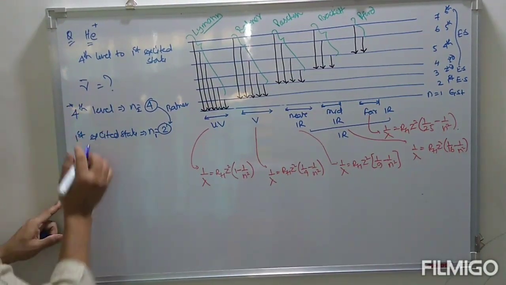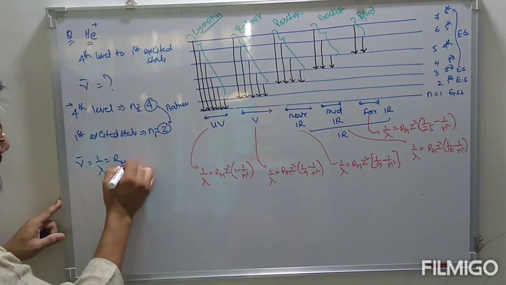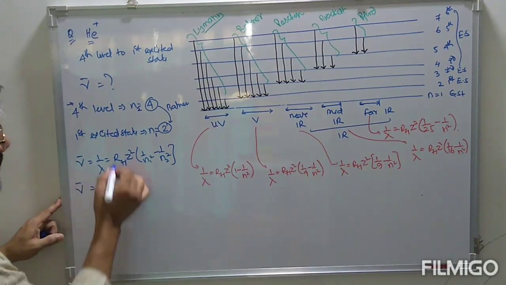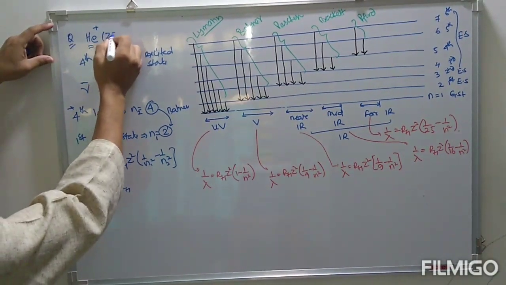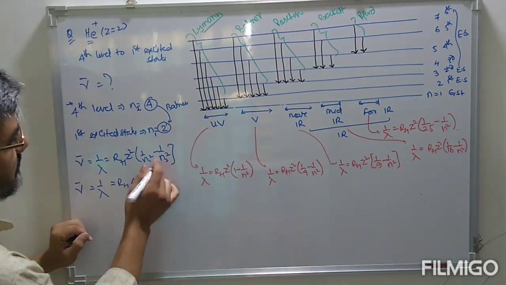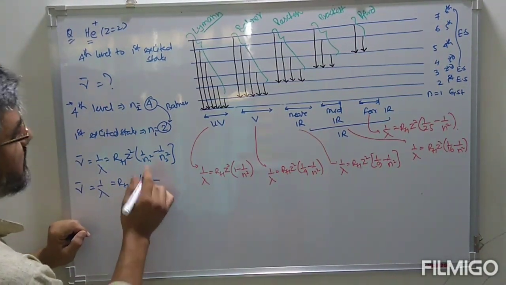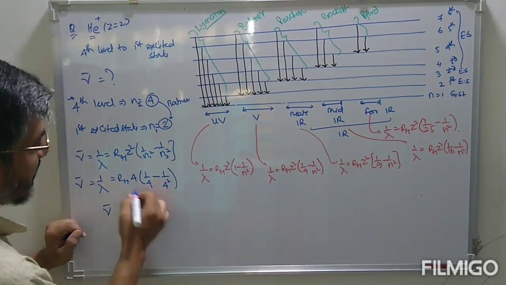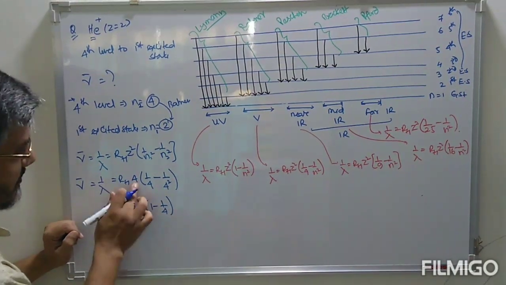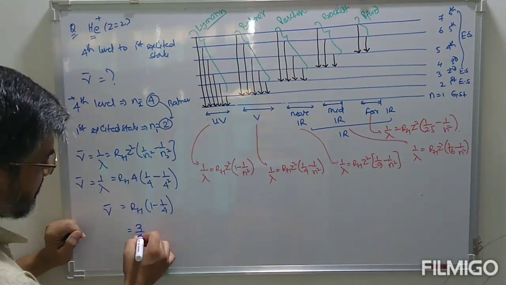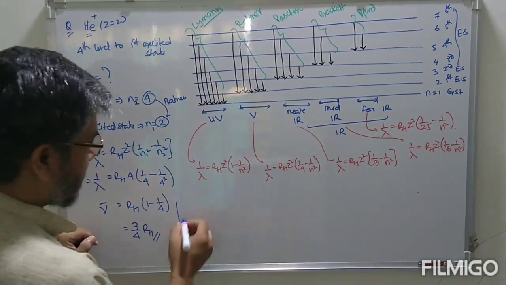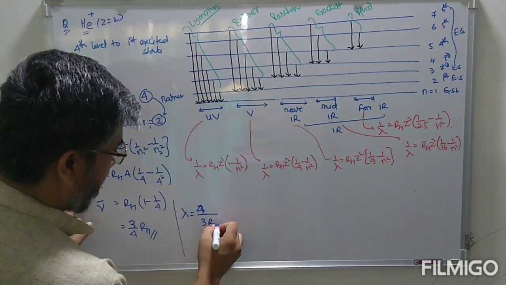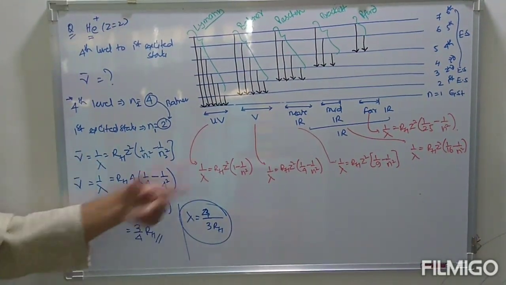Therefore, the equation for the wave number is 1 by wavelength equals RH Z square (1 by n1 square minus 1 by n2 square). For helium, Z equals 2. So this is 4, 1 by n1 square is 1 by 4, minus 1 by n2 square, 1 by 4 square. So the wave number is RH (1 minus 1 by 4), multiplied by 4, that is 3 by 4 times RH. So the wavelength is inversely related, 4 by 3 RH. This is the wavelength for this transition. If this is the wavelength, then we can also find the frequency.